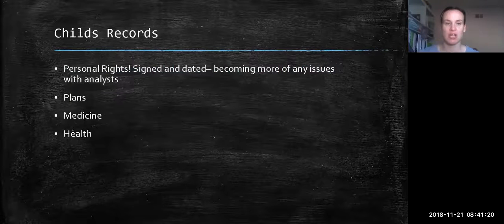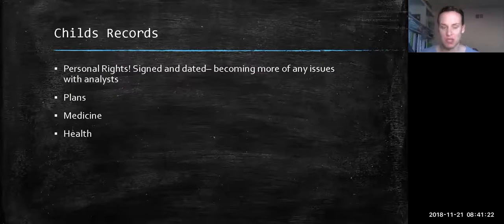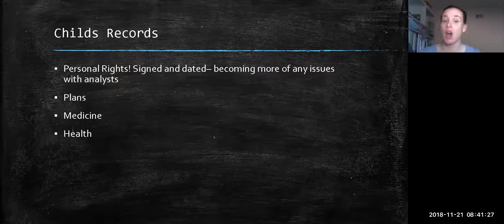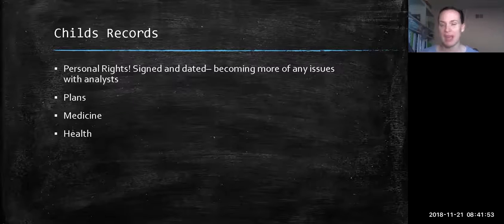So, child's records: personal rights, signed and dated by the parent, currently in the file all the time. Also, that the parents really understand it, and you understand what personal rights are. I know that this is becoming more of an issue with analysts, and I do not have a good answer for when it has been taken to maybe an extreme. I've heard from multiple people about situations like a child having sand thrown at them in the sandbox over an issue with a sand toy or making a castle.